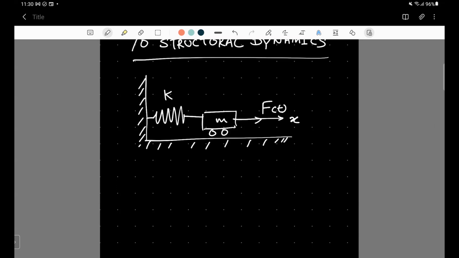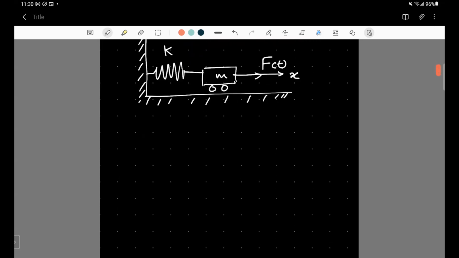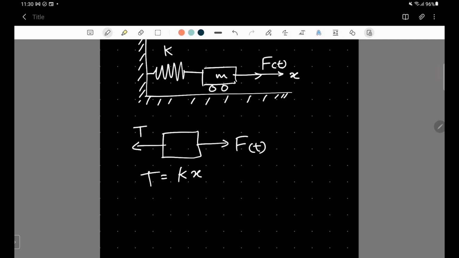So here, the spring force, if we analyze the free body diagram of the mass that we are interested in this case, there are two types of forces: the time dependent force, which is applied, and of course the opposing force, the force applied by the spring, let's call it capital T, and T is equal to K times x, the spring constant times the displacement.